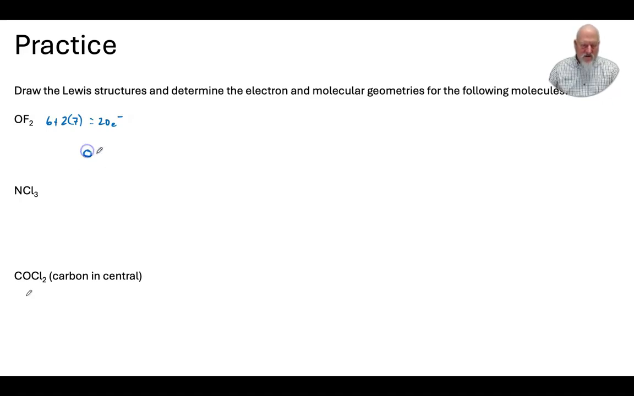If I draw the skeletal structure, I'm going to draw the oxygen with each of the fluorines with 1 bond, showing that they're bonded together. When I do that, I use 4 electrons to make those bonds. I have 16 electrons left. Now I put 6 extra electrons on each fluorine. They're the outer atoms, so they get their octet.